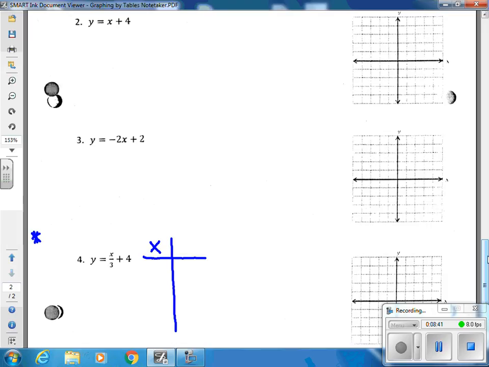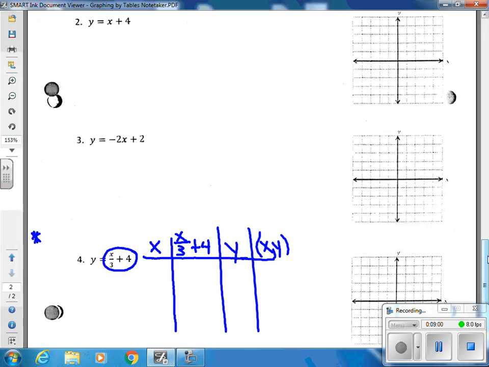So when we're setting up our table, we want x to be in the first column, because that's where it always goes. The x divided by 3 plus 4 is your rule, so that goes in the middle. And then your last column is always the y. If you want to make a fourth column, you can make the fourth column say xy, where you write the ordered pairs. Some people choose to make that column and other people don't. It's up to you and whether you need to see it happen or not.